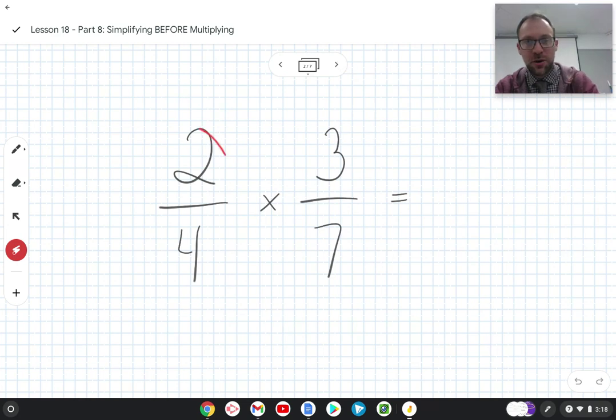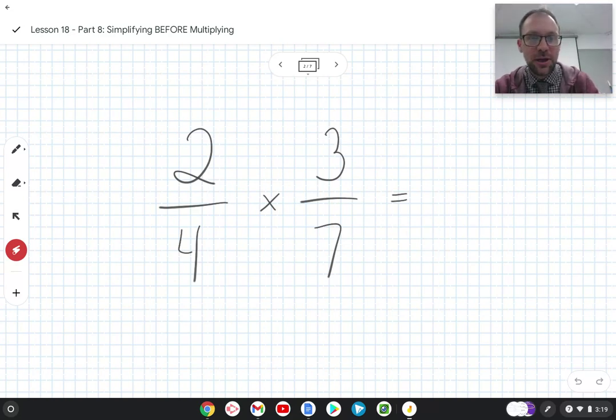Here we have 2/4 times 3/7. Now, if we were to treat this as any old problem we've seen, we'd multiply 2 times 3, and that would be 6. 4 times 7, we get 28. We'd have 6/28ths, which we could then simplify. However, what I want to show you today is that you can actually look at these two factors and simplify these, and that's going to result in a product that's already in simplest form.